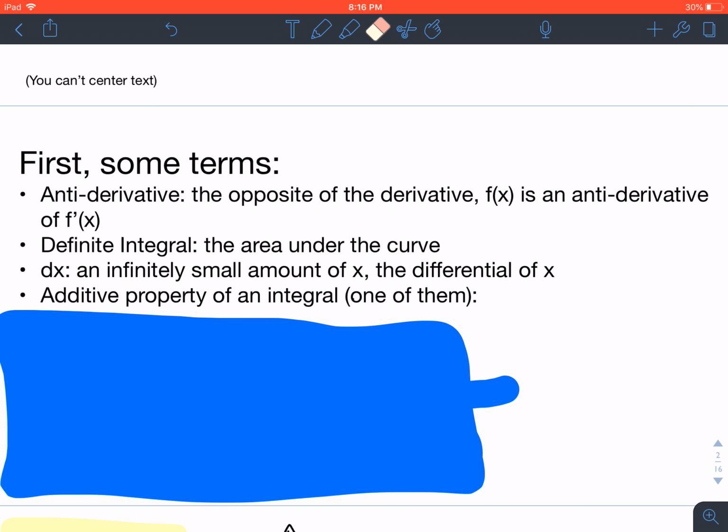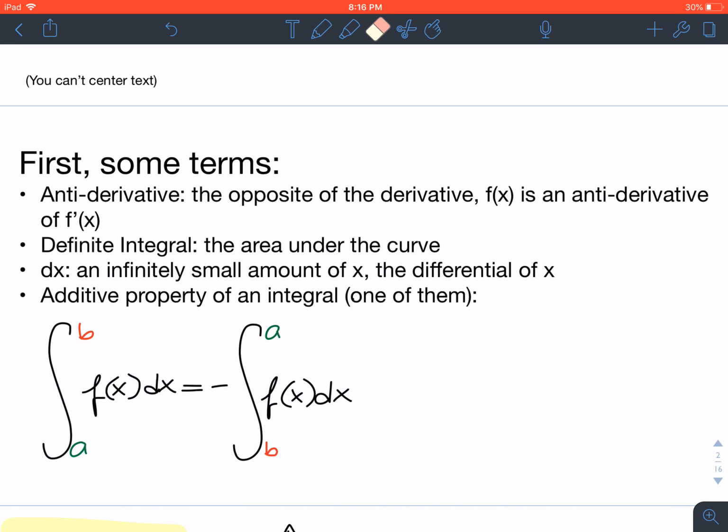And then there's just one property that we'll be using of integrals. Obviously, there are many more additive properties, but if you go from a to b of the definite integral f of x dx, that is going to be the opposite of the integral from b to a.